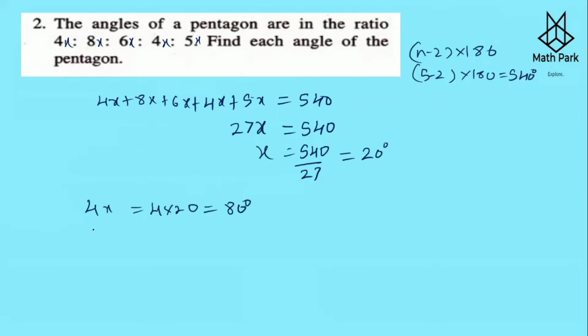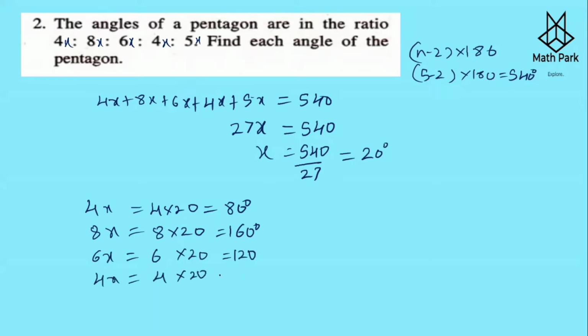The second angle is 8x, which is 8 times 20, that is 160 degrees. Then it is 6x, which is 6 times 20, that is 120 degrees. And then again it is 4x, so again 4 times 20, which is 80 degrees. And the last one is 5x, which is 5 times 20, which is 100 degrees. So if you add all of these, again you are going to get 540 degrees.